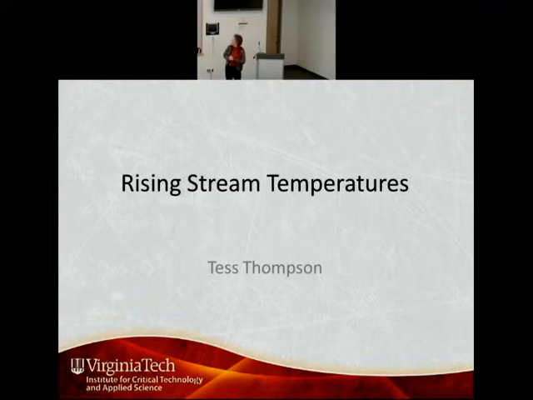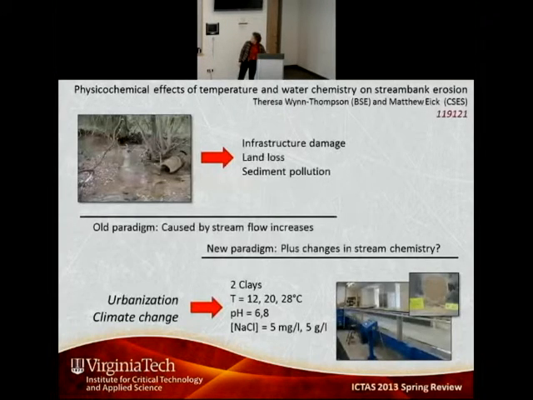So we received, Matt Ike and I are co-PIs on that. Matt Ike is in crop and soil environmental science and is a soil chemist. So we received a one-year grant, roughly $45,000. And the formal title is The Physiochemical Effects of Temperature and Water Chemistry on Stream Degradation.